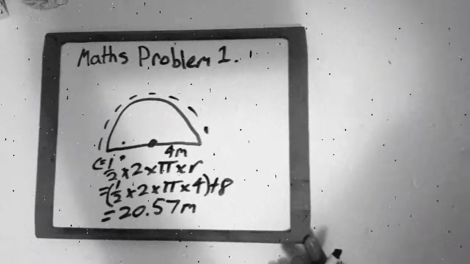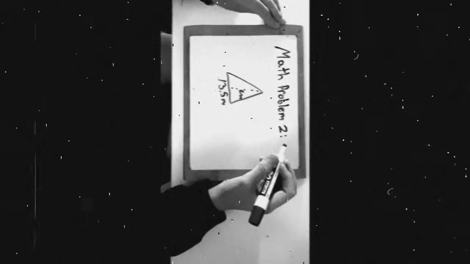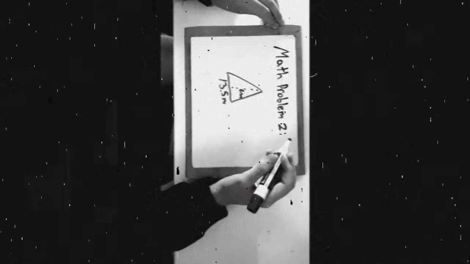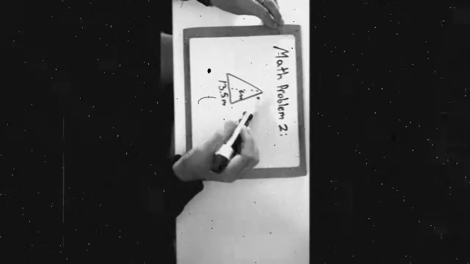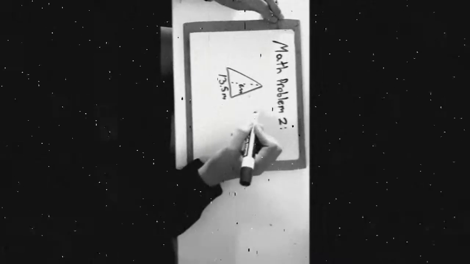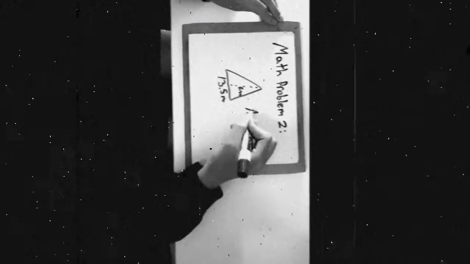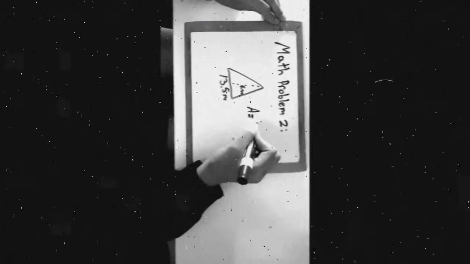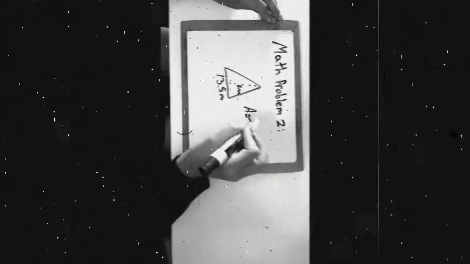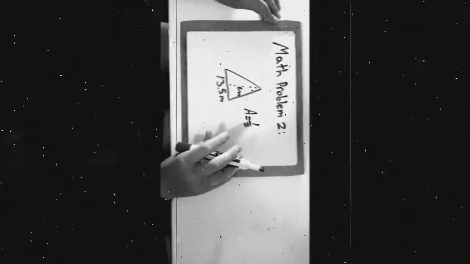Thank you. Hello again. I'm glad that you made it to my second maths problem. And this time we're going to find the area of this triangle. So what we need to do first is find the formula for this triangle. So we need to do A for area equals half. We do half because a triangle is a half of a parallelogram.